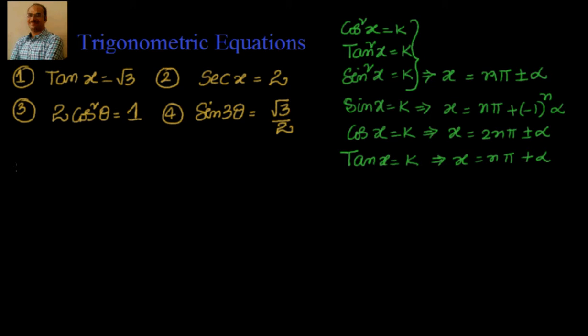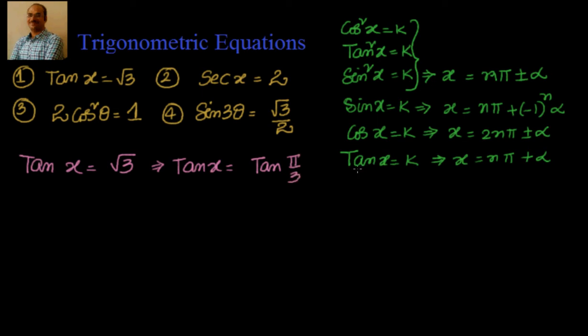We'll solve the first problem. Tan x equal to root 3. Now we know that tan of 60 degrees or tan of pi by 3 equal to root 3. This is nothing but tan of x equal to tan of pi by 3.